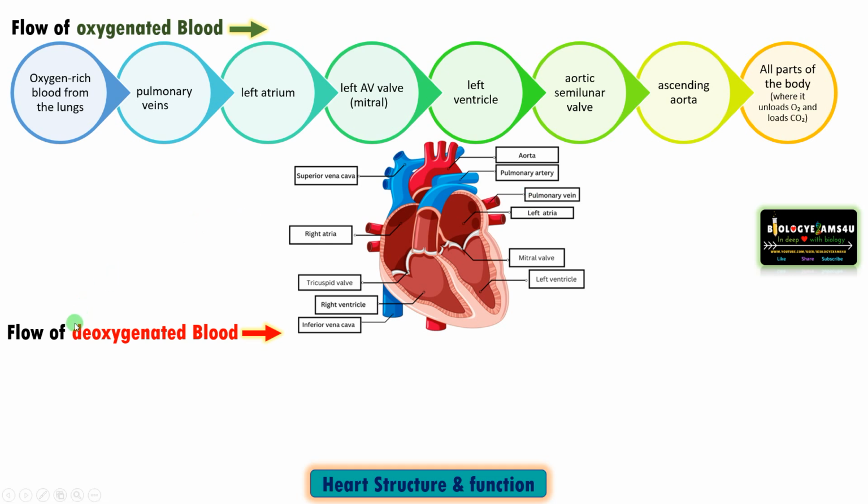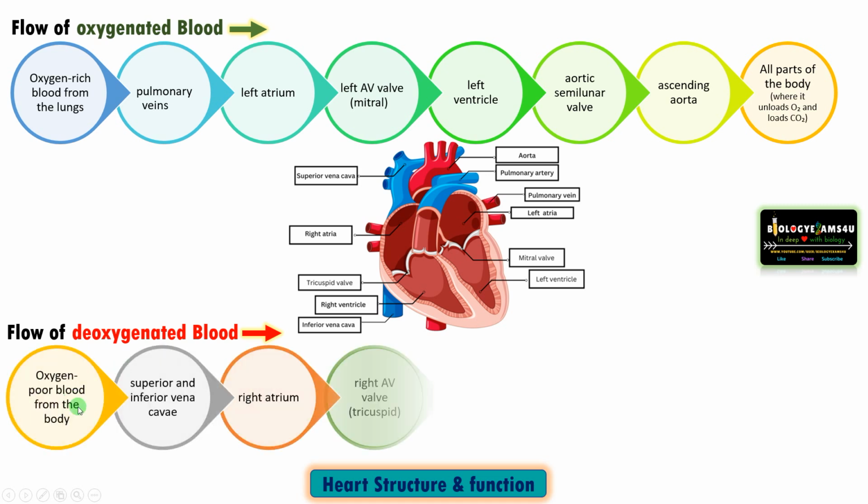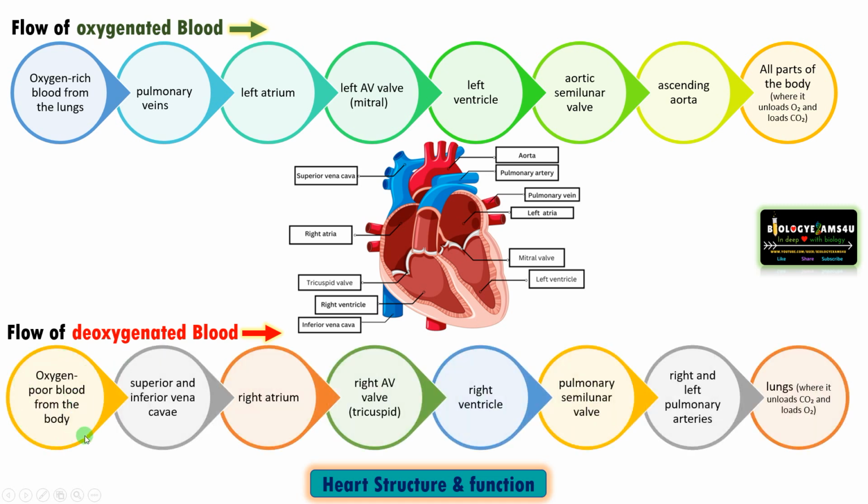Then regarding the flow of deoxygenated blood, oxygen-poor blood from the body is transferred to the superior and inferior vena cava. Then it moves through the right atrium, then via the tricuspid valve. It moves into the right ventricle. Then through the pulmonary valve, it reaches the left and right pulmonary arteries. Then this is transferred to the lungs, where it is oxygenated, or it unloads carbon dioxide and loads oxygen.